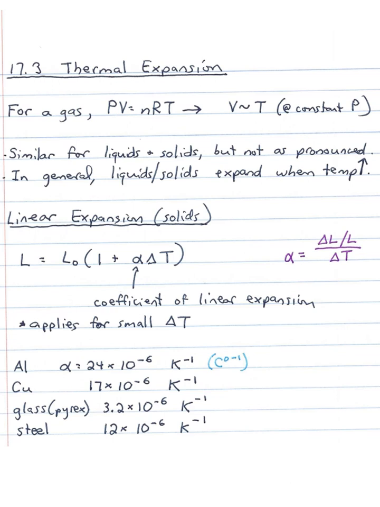For a gas, you've already seen the ideal gas law. PV equals nRT means that when you raise the temperature of a gas, everything else being kept constant, then the volume will increase. Volume is proportional to temperature. So if you were to double the temperature of a gas, you get double the volume.